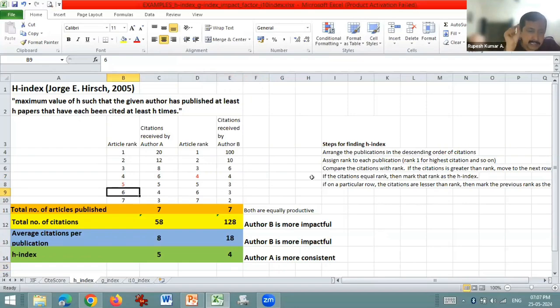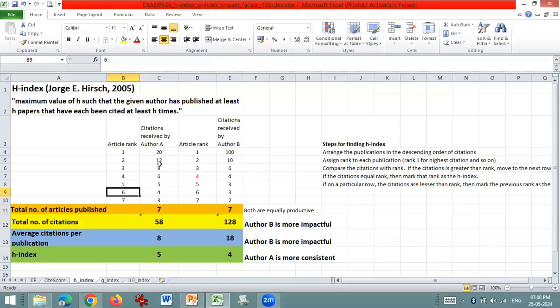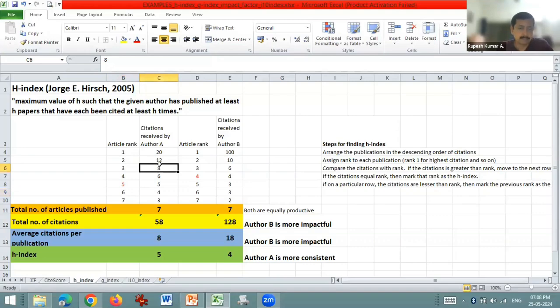When will the H index of author A become 6? Possibilities. Then the citation ranking received by author A is going to be more beyond 6. Now, going by this data, I'm asking, when will the H index of author A become 6? Try.